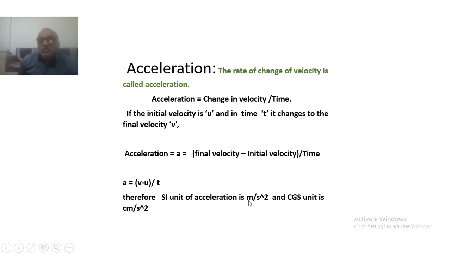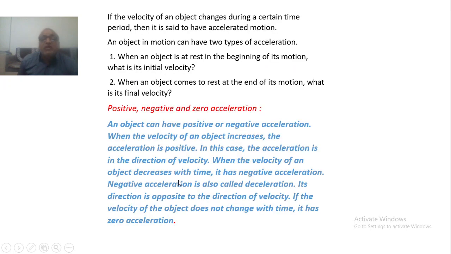The SI unit of acceleration is meter per second square and the CGS unit is centimeter per second square. If the velocity of an object changes during a certain time period, then it is said to have accelerated motion. That is, when velocity change occurs during a certain time period, we say that the object is in accelerated motion.